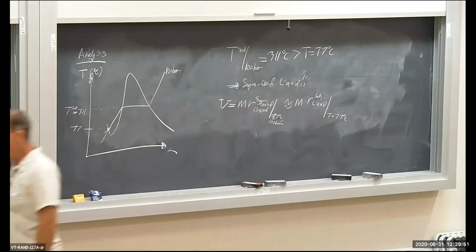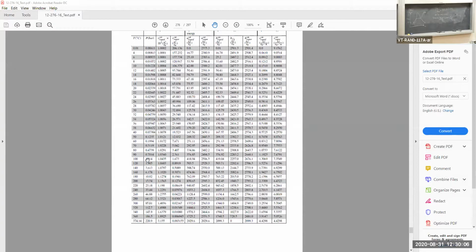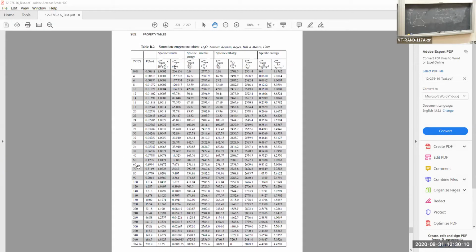Now let's see if we can find 77 degrees C in our temperature tables, the saturation temperature tables. I do not have 77 degrees. I've got 70 and I've got 80. That means we're going to interpolate between these two. Here's our specific volume for the saturated liquid at 70 and 80. So specific volume is going to be somewhere close to 1.027. We're closer to 80 degrees than 70 degrees. So 1.027 times 10 to the minus 3 cubic meters per kilogram is probably the approximate specific volume.